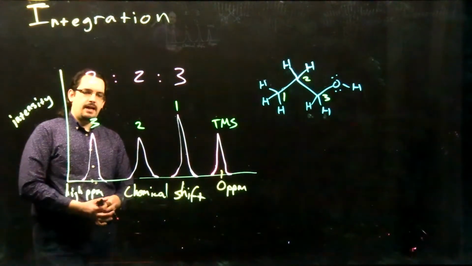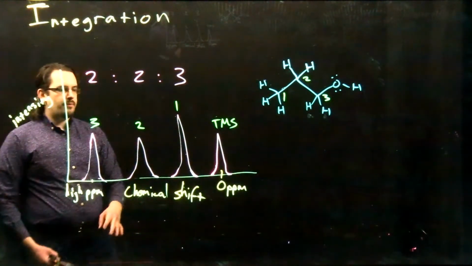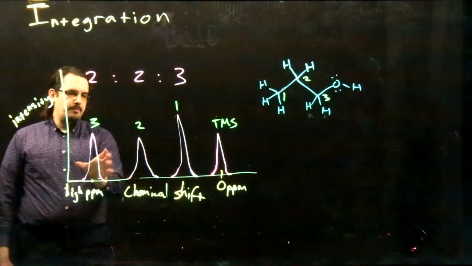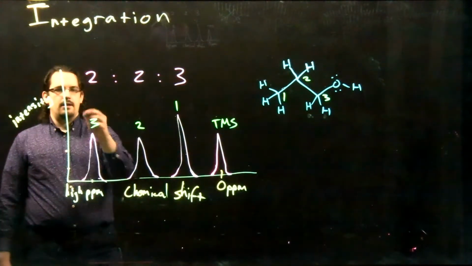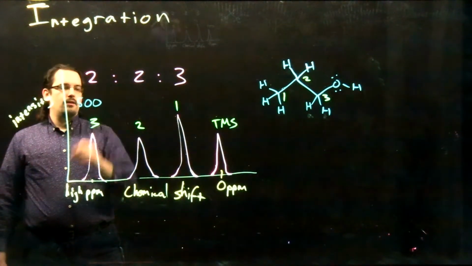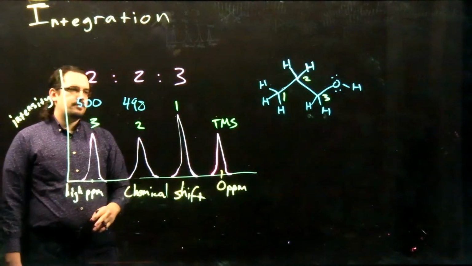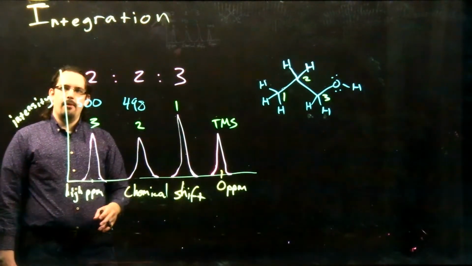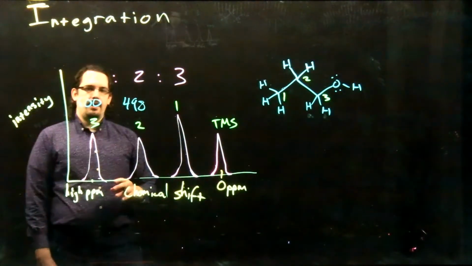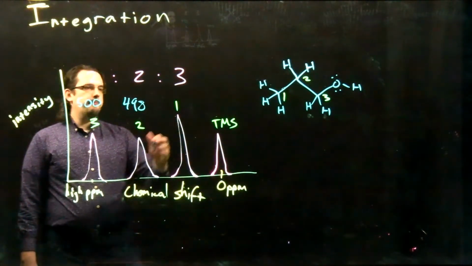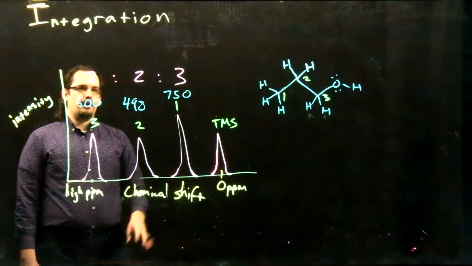Integration is a technique that's used to measure the area of our peaks. So what we do on an NMR spectrum is we measure the area of each of our peaks. This will give us some random number. So it might be, say, 500 here, 498. These can be relatively arbitrary numbers, but the ratio is always going to be based on the number of hydrogen atoms you have. So this then would be around 750 for this peak in that 3 to 2 to 2 ratio.